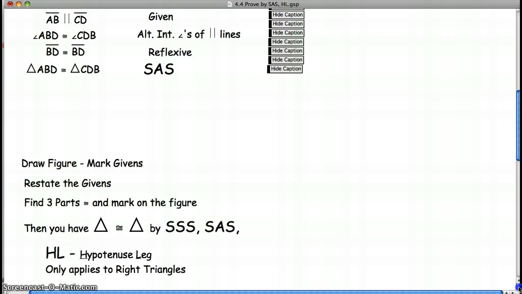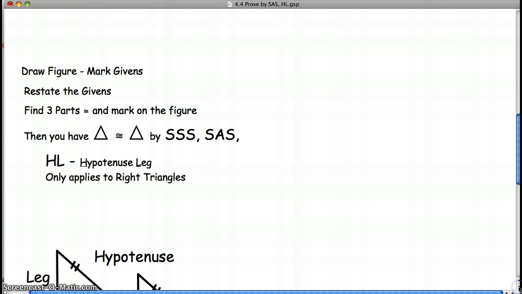All right, let's move on to another one. Before we do that, one of the things I want to do is give you some tips for doing these proofs. First, you want to draw the figure and mark the givens. We already talked about that. And then in your proof, of course, you restate the givens so that you have that.